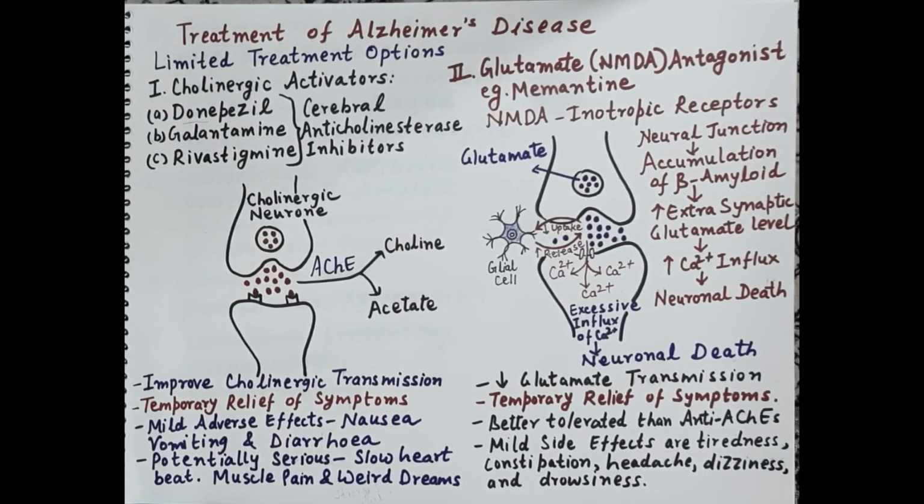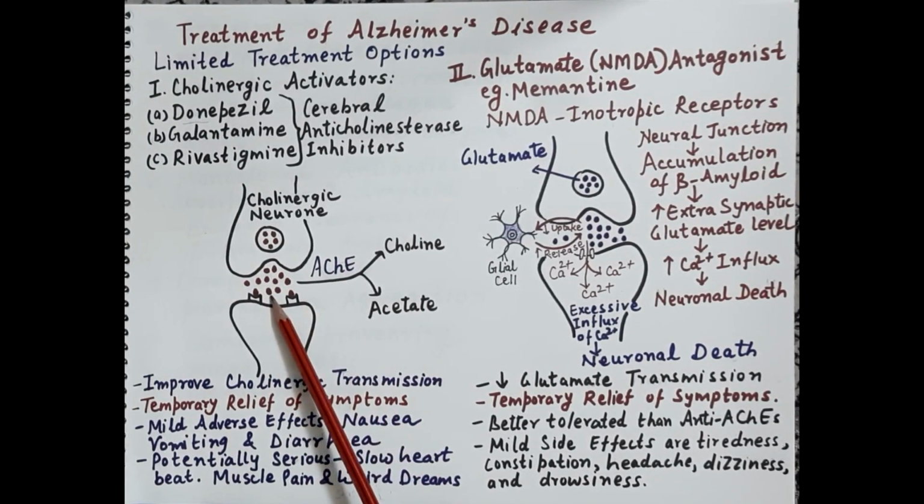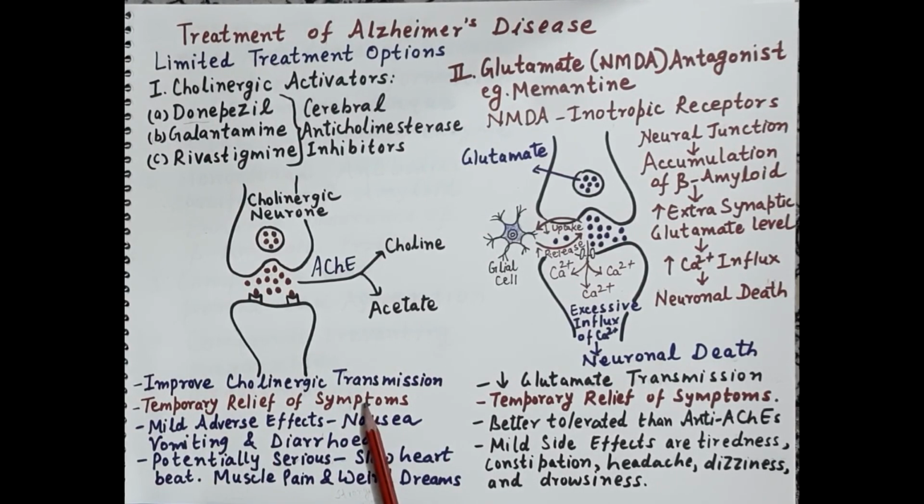Now what these drugs do is that, since there is deficiency of acetylcholine, they inhibit the enzyme acetylcholinesterase, and because of the inhibition of this enzyme, acetylcholine is not broken down and there is potentiation of the action of acetylcholine. So these drugs improve the cholinergic transmission, but they provide only temporary relief of symptoms. They do not slow down or stop the process of progressive neurodegeneration.